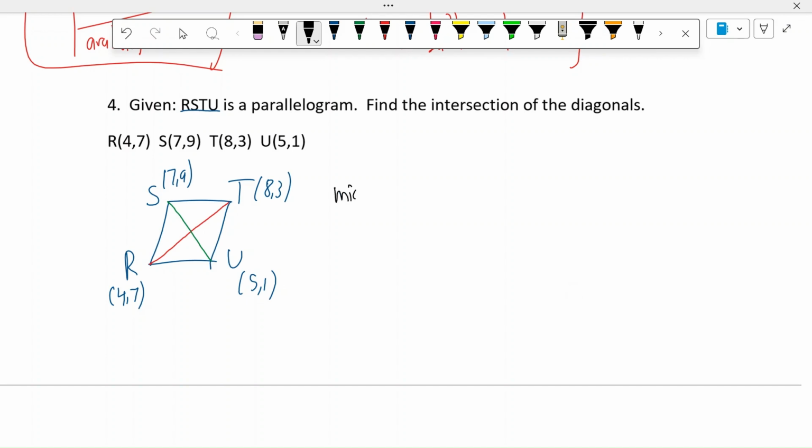So if I were to calculate the midpoint of segment RT, x plus x divided by 2, y plus y divided by 2, that's the midpoint of this segment. If I did the midpoint of SU, I'd get the same result. This is the intersection of their diagonals because that is the midpoint for both of them.